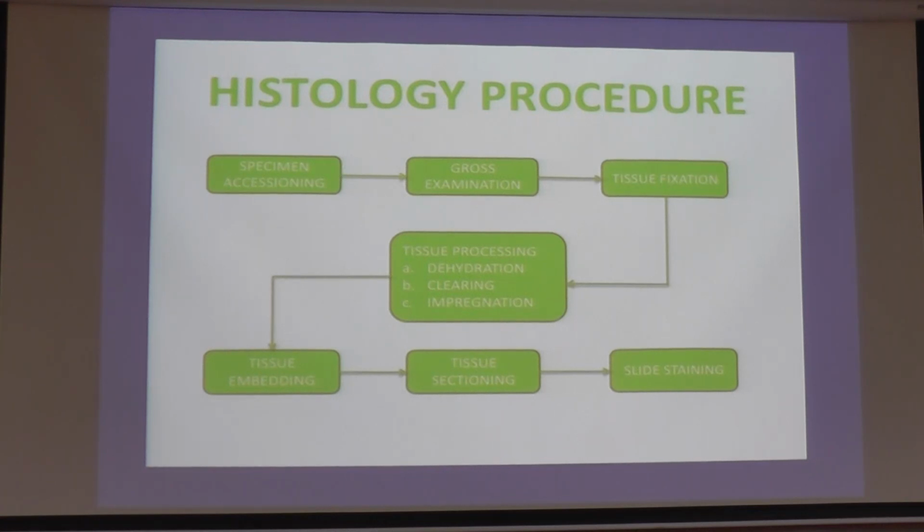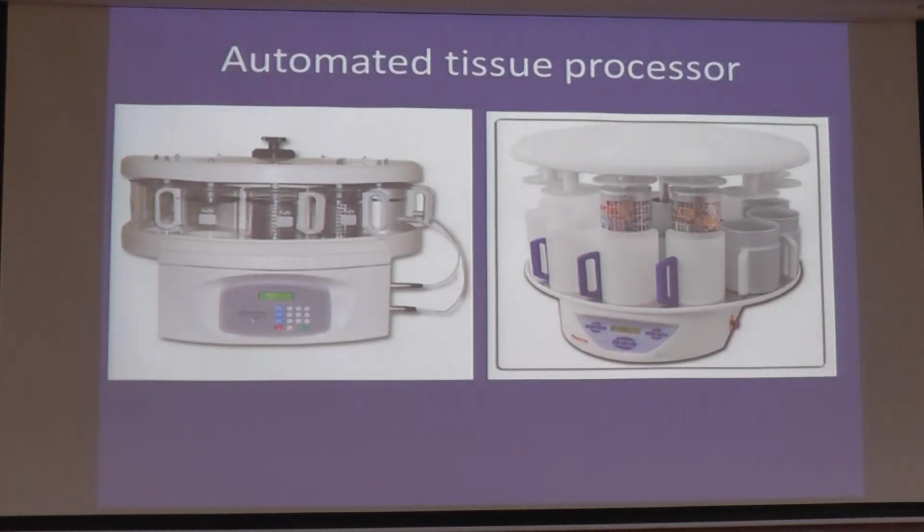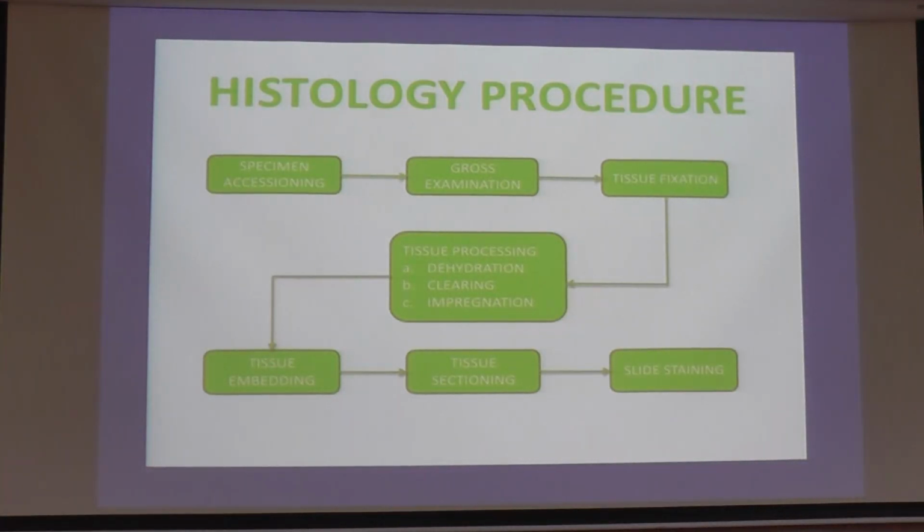Then there are some further steps also, like dehydration, clearing, impregnation, then embedding, then the tissue sectioning, then the slides are prepared. So this is the automatic tissue processor. So once we have grossed, that specimen will be put in a small cassette, and that will go into this basket, and in this tissue processor the initial steps will happen. These three things will happen in that automatic tissue processor: the dehydration, clearing, and then impregnation.